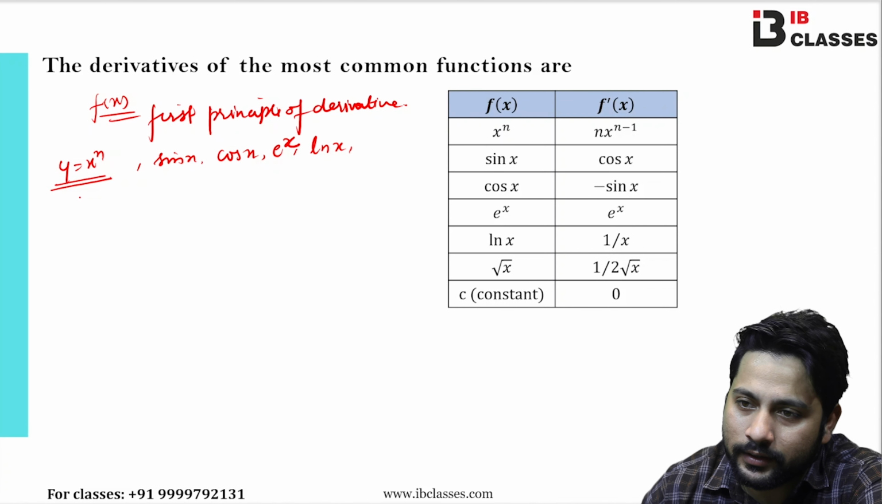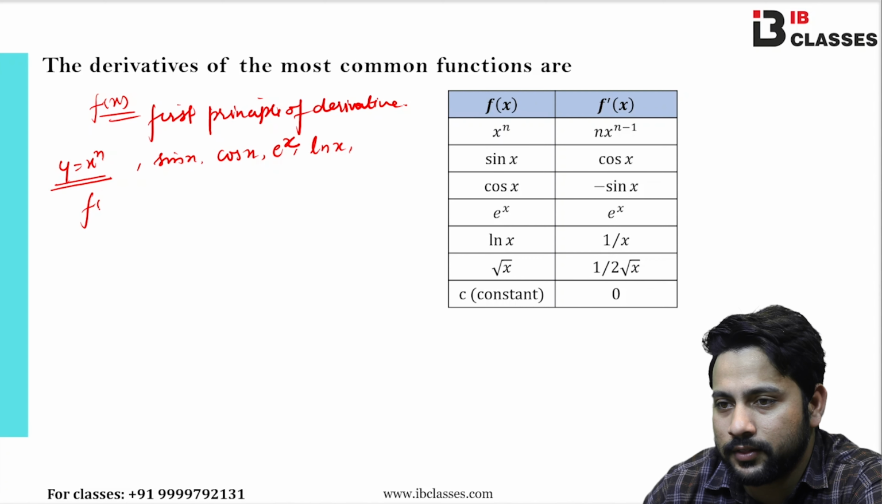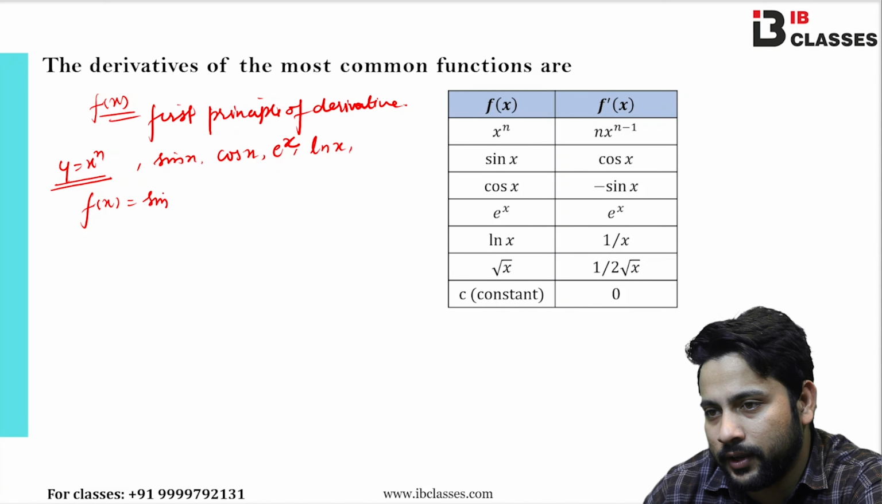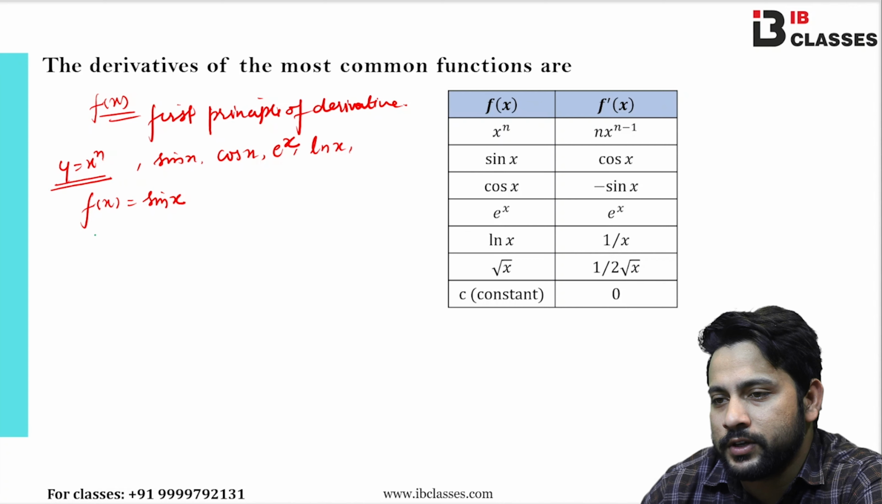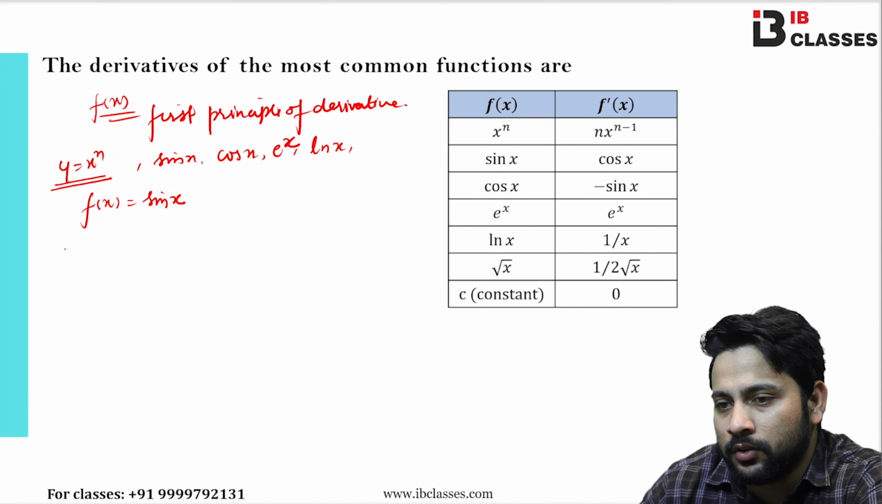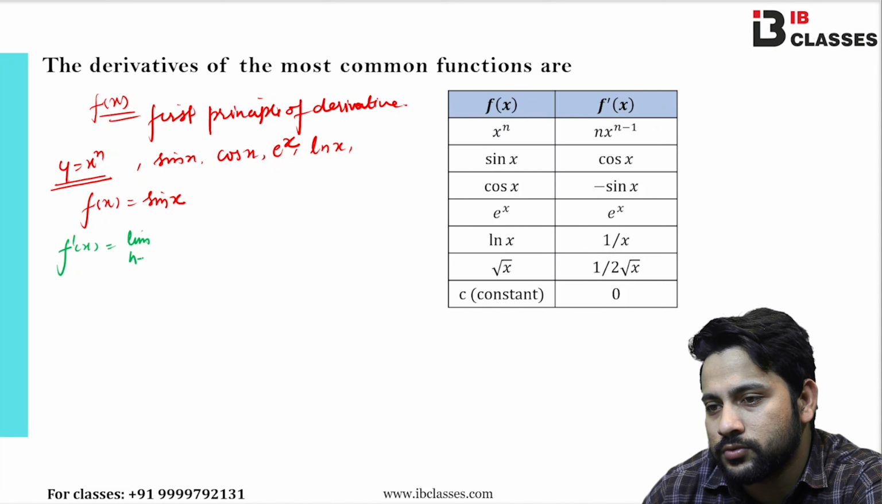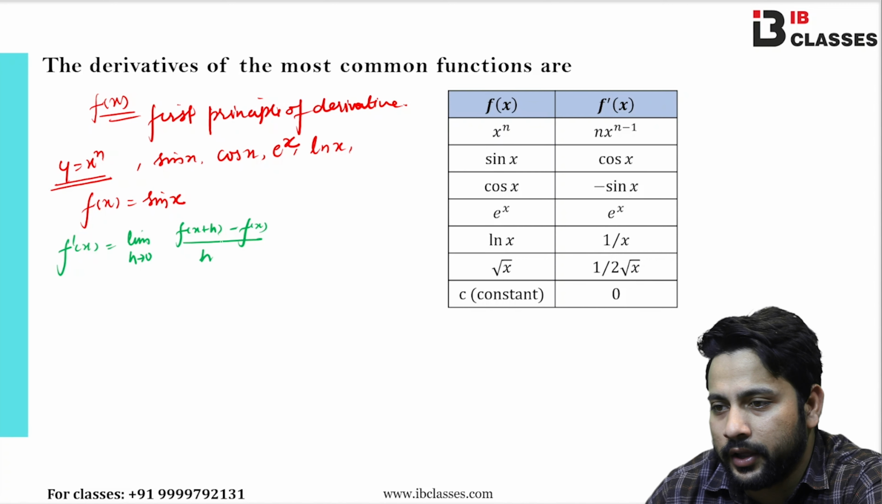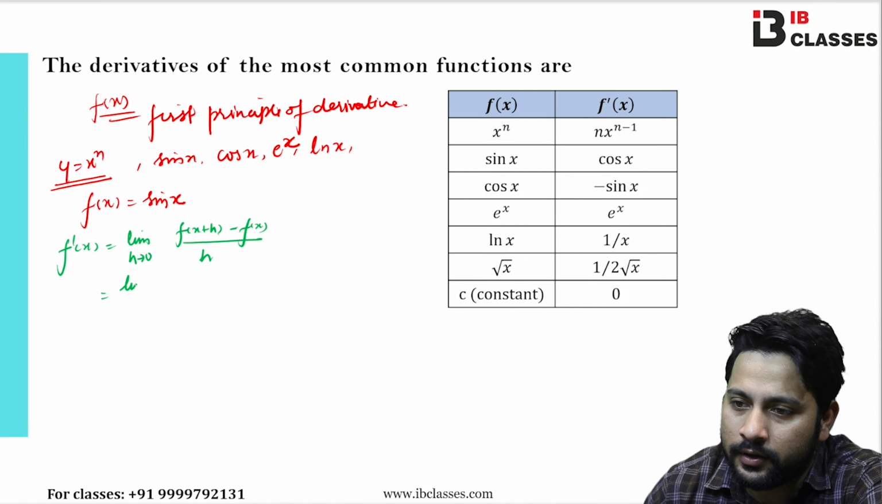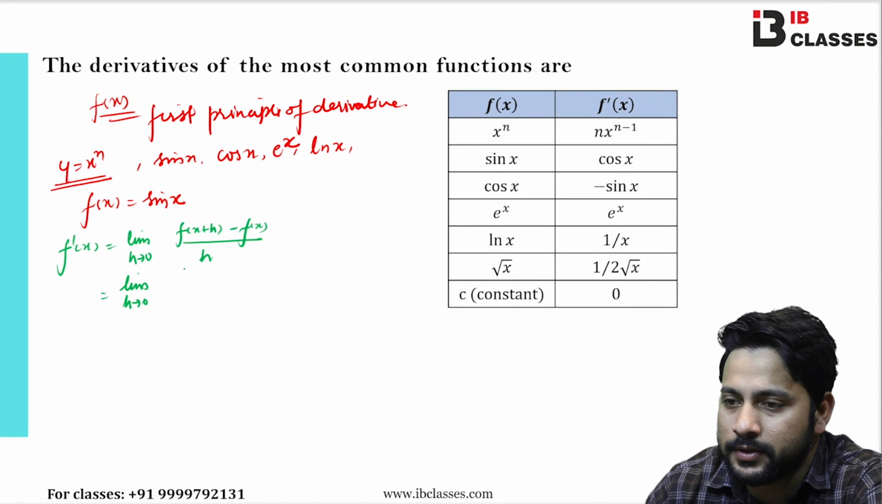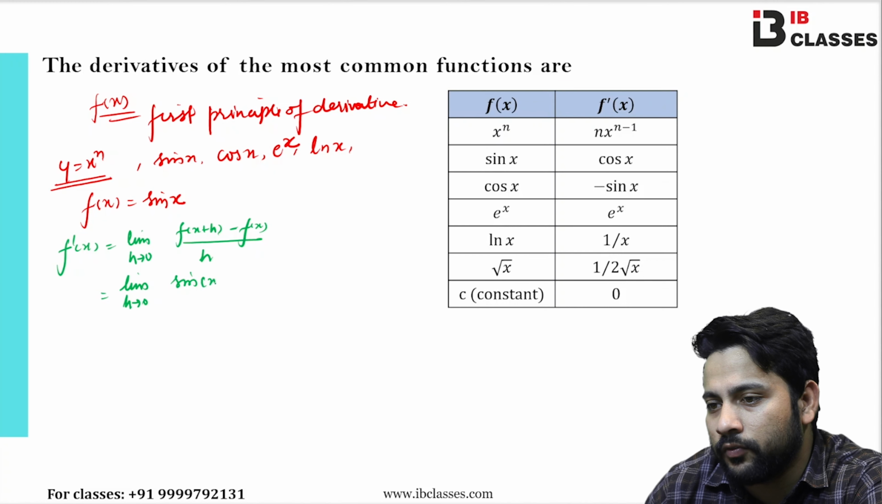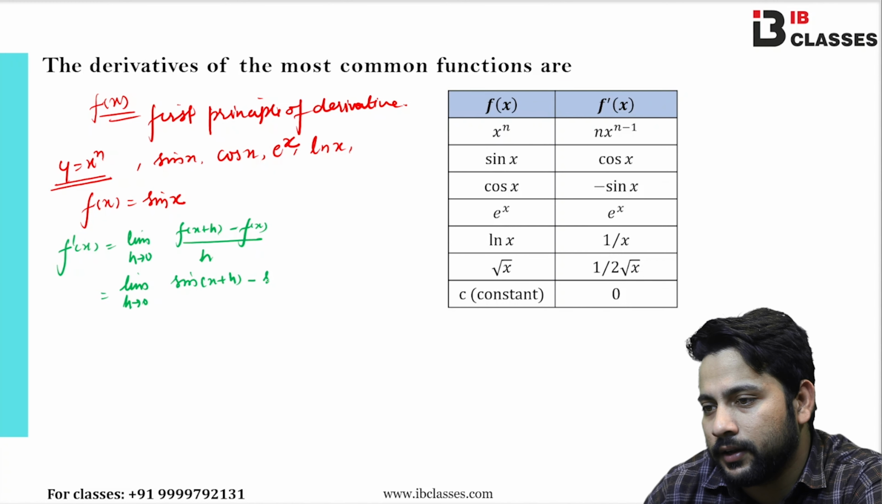Here we will try to find the derivative of sine x. So f(x) equals sine x. Applying first principle of derivative, the derivative of this function will be limit h tends to 0 of f(x plus h) minus f(x) over h. So it will be limit h tends to 0 of sine of (x plus h) minus sine x over h.